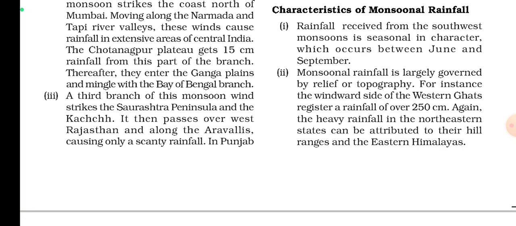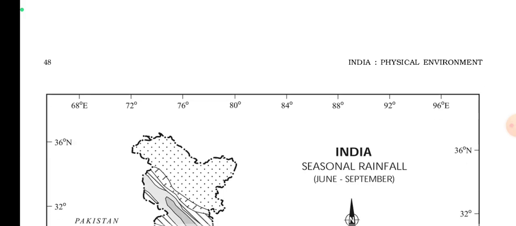Rainfall received from the southwest monsoons is seasonal in character, which occurs between June and September. Monsoon rainfall is largely governed by relief or topography. For instance, the windward side of the Western Ghats registers a rainfall of over 200 centimeters. Again, the heavy rainfall in the northeastern states can be attributed to their hill ranges and the eastern Himalayas.